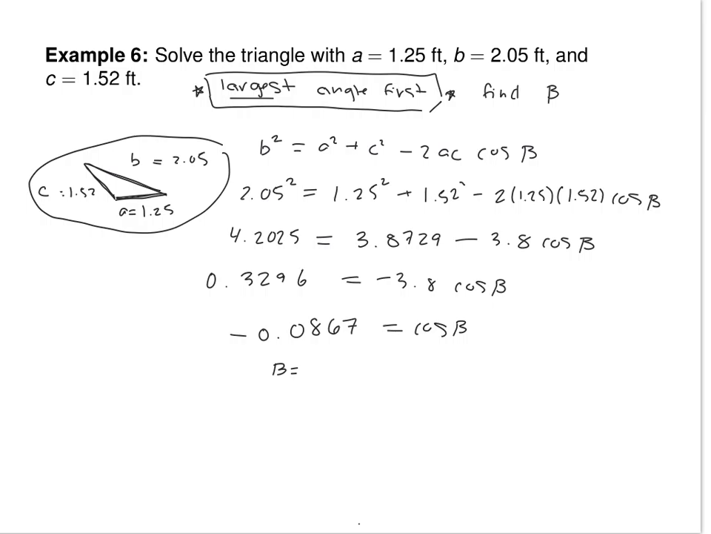Anybody else do it? Did you get this the same? What did you guys get for that number right here? I got the same number, negative 0.0867. Okay, so I think if three or four of us got it, you probably made a mistake. I don't know what it was, but it happened.